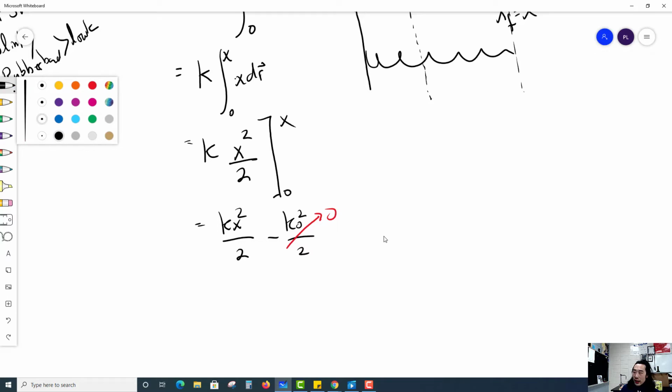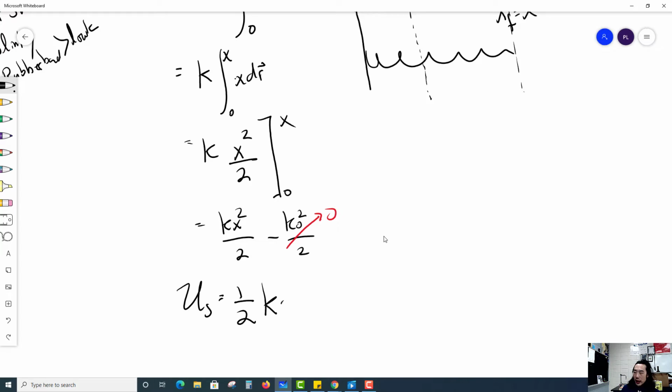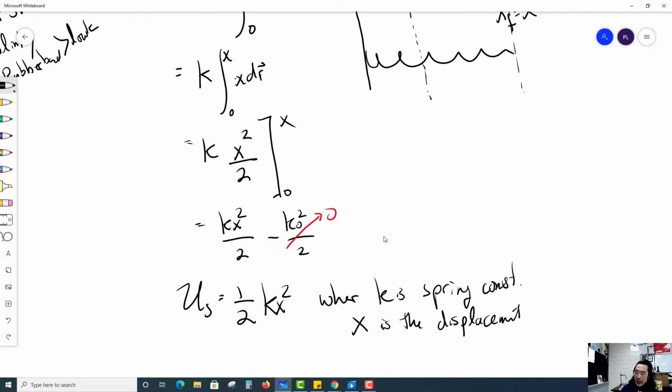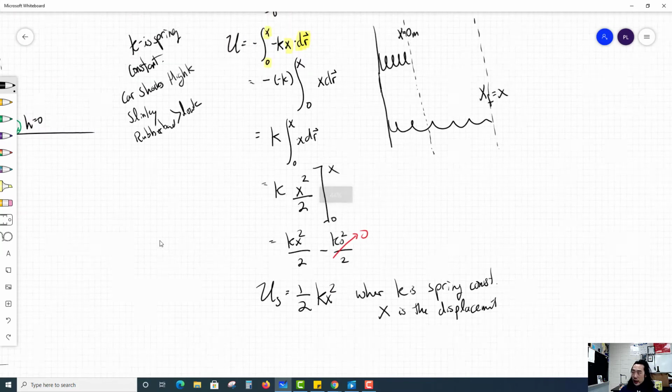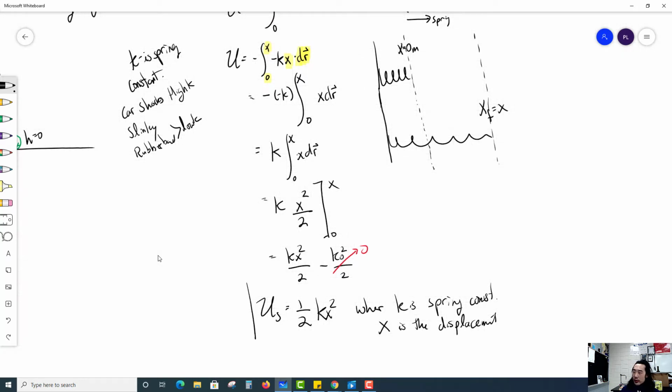So what we're left with is U sub s is equal to 1/2 kx squared, where k is the spring constant and where x is the displacement, so either the push or the pull. And because this is squared, it doesn't matter if you push it or you pull it, the amount of energy, as long as the compression or the stretch is the same, it'll be the same potential energy. Okay? And so we just derived the spring potential energy equation. Isn't that cool? I think that's pretty cool.